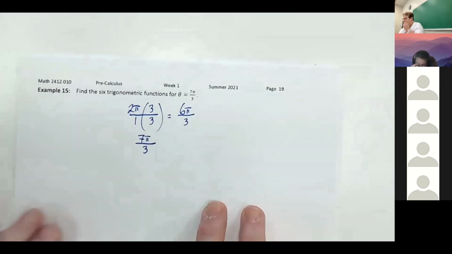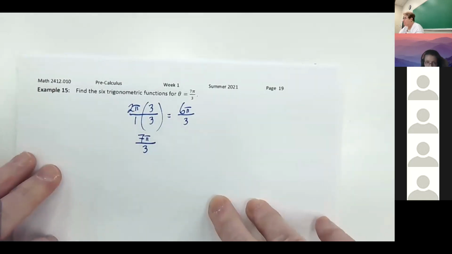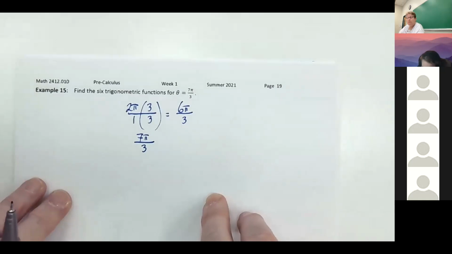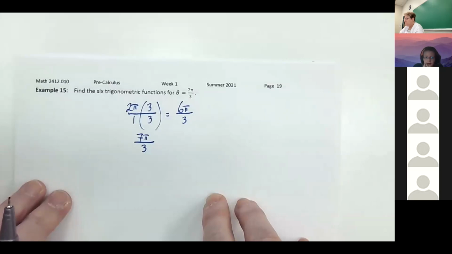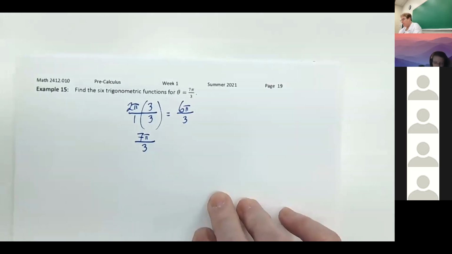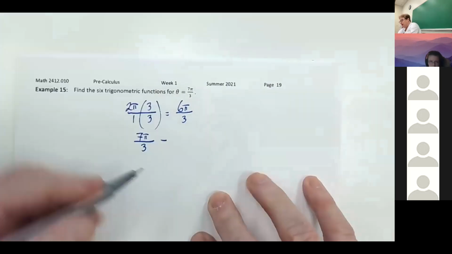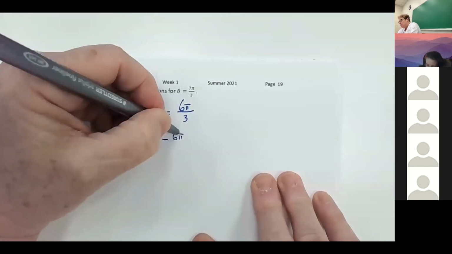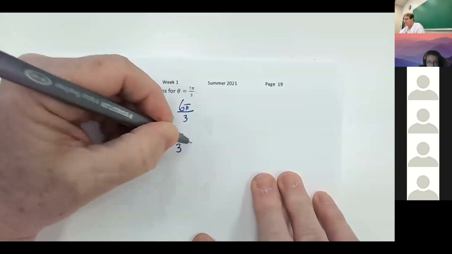How do you find the coterminal angle? We're going to add or subtract 2 pi. Yes, very good. So this time we're going to subtract, and 2 pi for us is going to be 6 pi over 3, and we get just pi over 3.